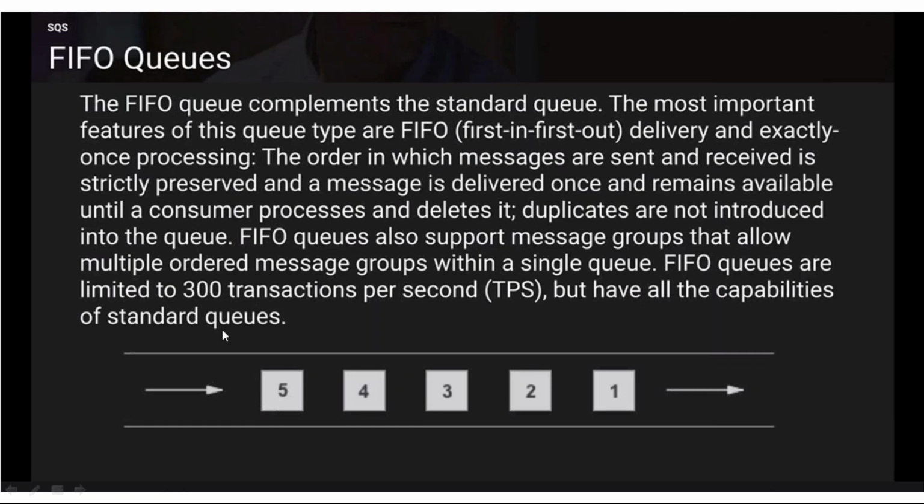But there's a limitation here: it can handle only 300 transactions per second. When we talk about the other one, the standard queue, it has a nearly unlimited number of transactions, but here we have 300 transactions. But we get certain advantages here: the order is strictly maintained and the message is delivered only once. There, the order is not maintained, and messages may be delivered a couple of times, right? So there are certain advantages as well as disadvantages in both cases.